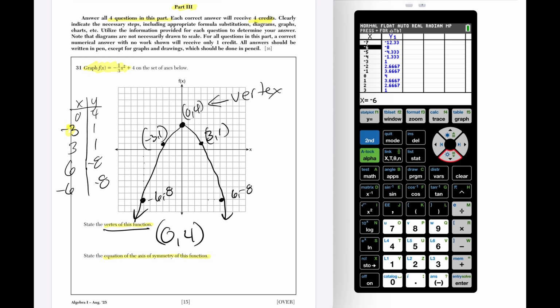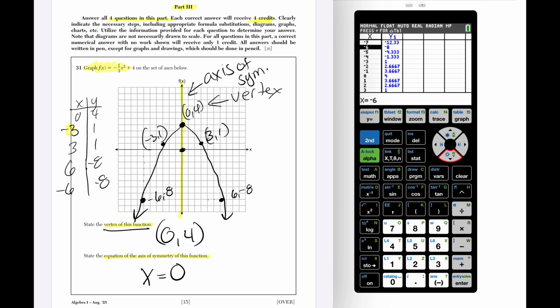And now I need to state the equation for the axis of symmetry. So where this is my vertex, I'm just going straight down here. There's my axis of symmetry. And it happens when x is equal to 0. So that's all I need to write. At that point, that creates that line for my axis of symmetry. And that's it. So this one, pretty simple.